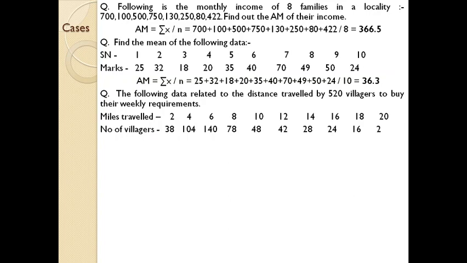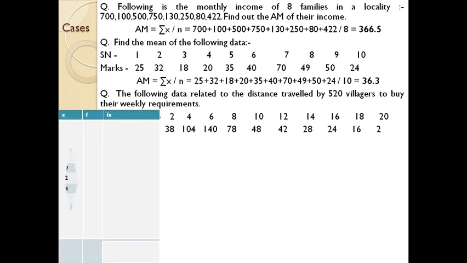So let us transfer those details in the table, because we need to prepare tables. From discrete series onwards, you need to prepare tables. So first of all, write down x. X is written as 2, 4, 6, 8 till 20. That is written. Next is f. F is written as the distance traveled by number of villagers who have traveled those distances.